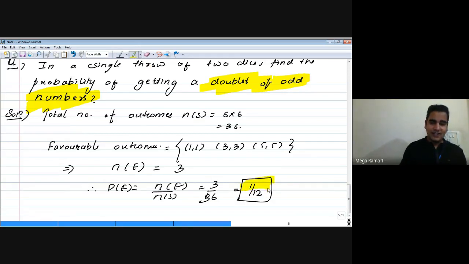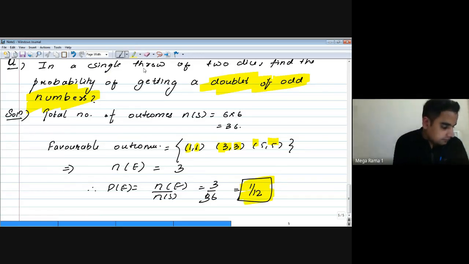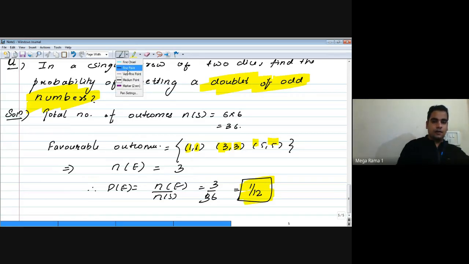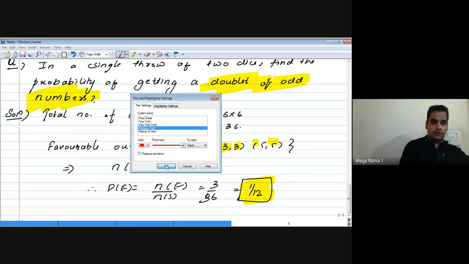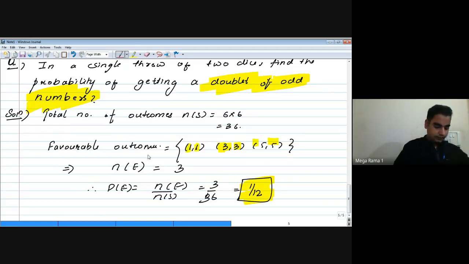1 by 3, how are you getting 1 by 3? The numbers at both the places should be the same. Okay. Is this done? Good, good. No issues.